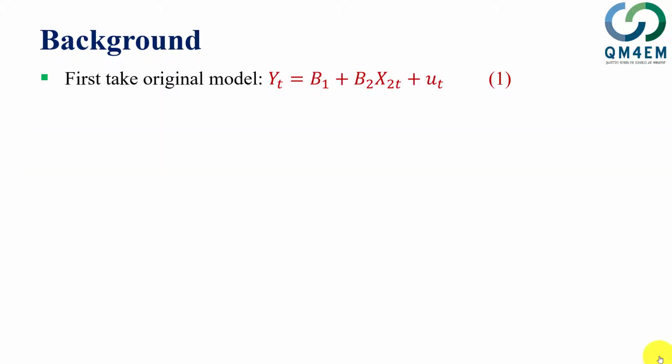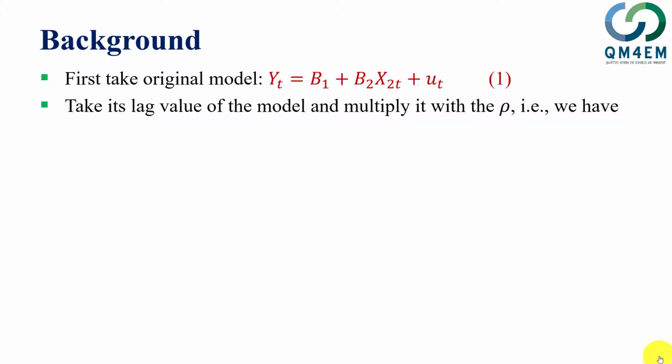So let me start with the same equation, the same model which I showed you a while ago: y regressed on the explanatory variable x2, with a first order autoregressive error term ut. Now I'm going to take the lag value of this model and multiply it with rho, the autocorrelation coefficient. We have this relation holding in time t, and we presume it also holds in time t minus 1 as well.